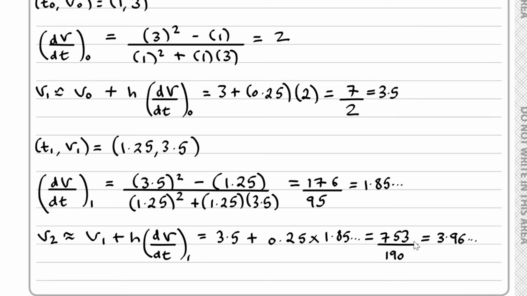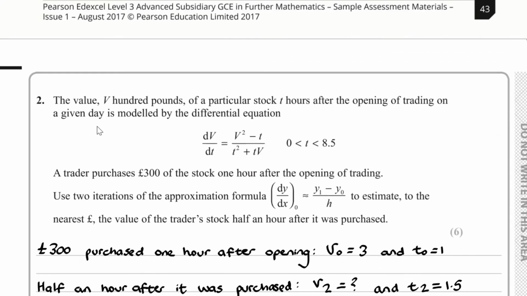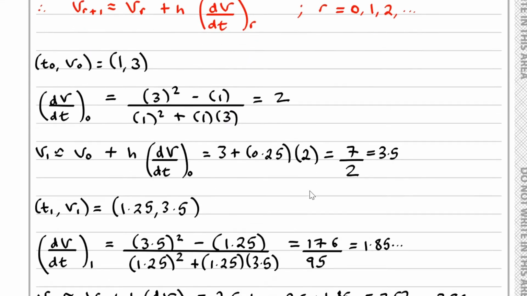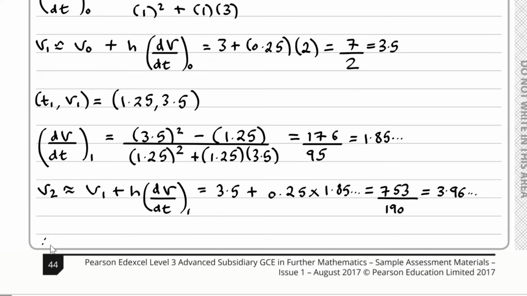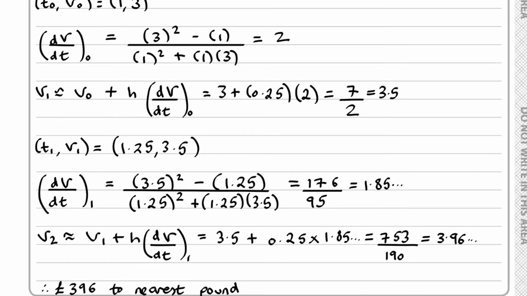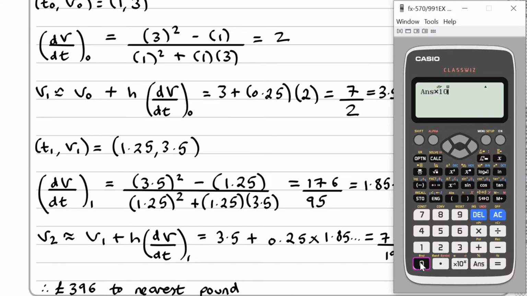If you remember, in the question we were told we have to find what V2 is to the nearest pound, and therefore we can conclude that we have 396 pounds to the nearest pound. Remember, in the question V is in units of £100, so we have to multiply this value by 100 first, which if we do that, indeed we do see to the nearest pound we have 396 pounds.